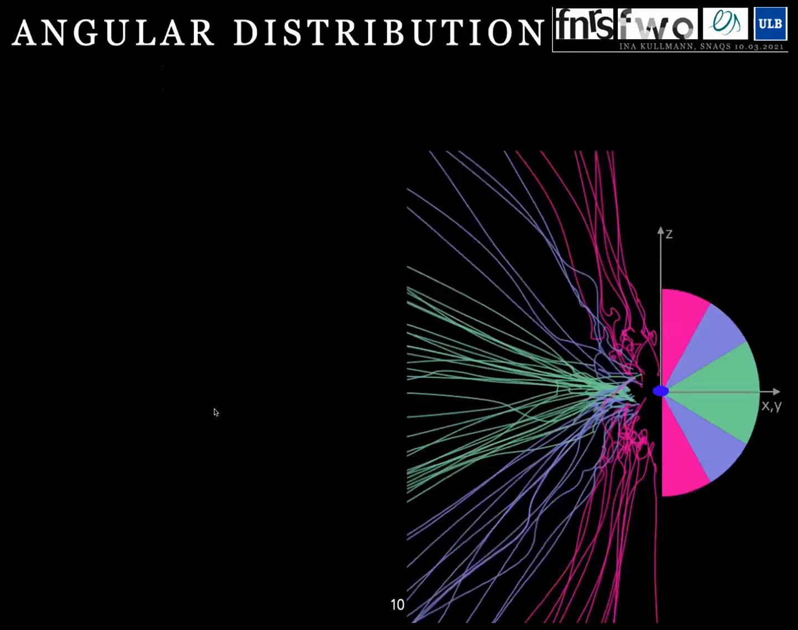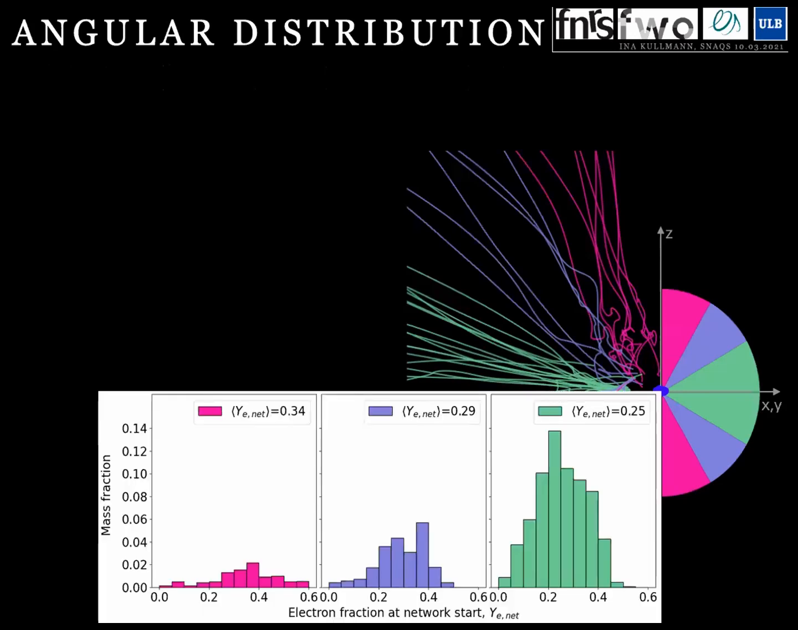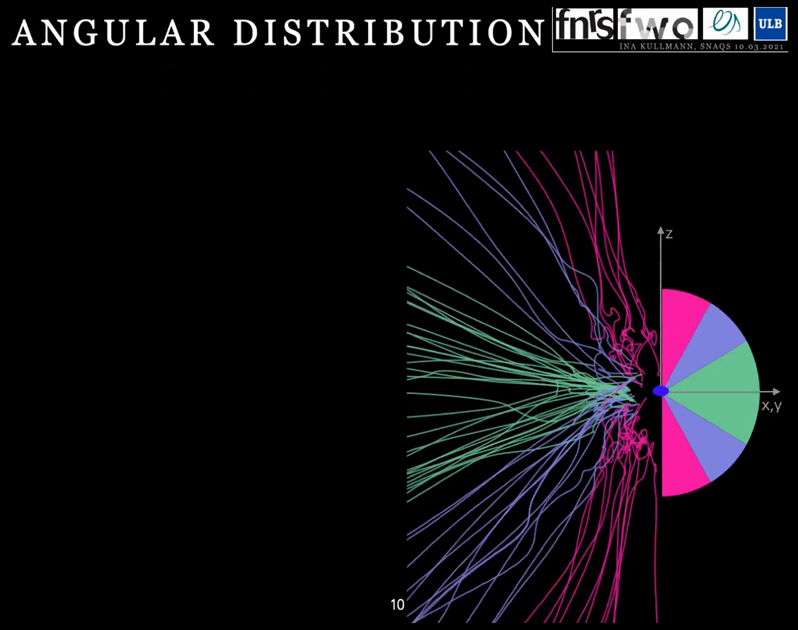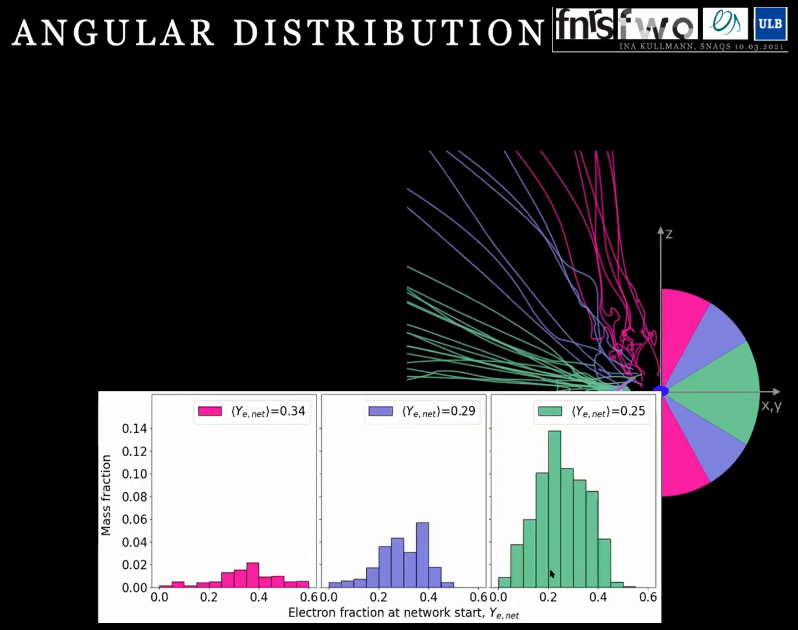And then I would like to talk to you about the angular distribution that we see in our models. Here I've highlighted the polar regions in pink, and then we have the equatorial plane in green. And in the middle, we have the middle ejecta, I call it. This is just to give you a picture of the material and how the composition is.